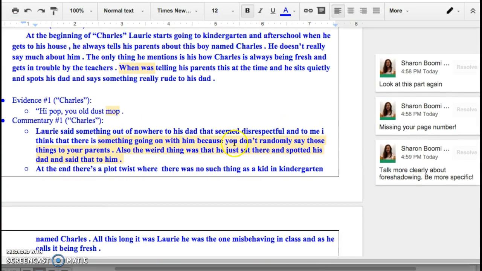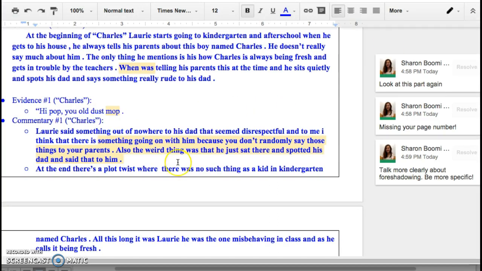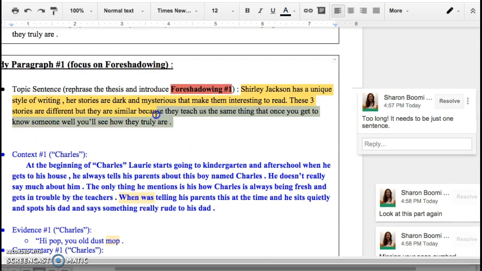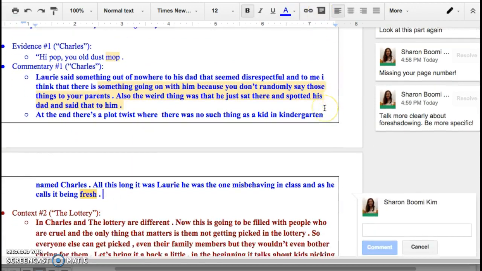Okay, so are they coming back to their theme here in their commentary? Not quite. Let's remind ourselves of what their theme was. Their theme was, once you get to know someone well, you'll see how they truly are. They're not quite coming back to that here. They're close, but not quite returning to the theme.